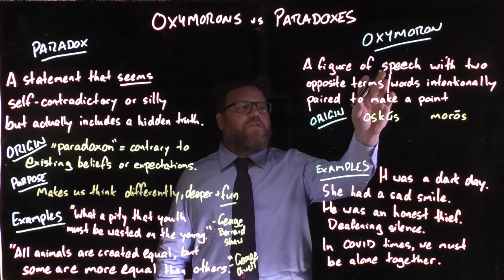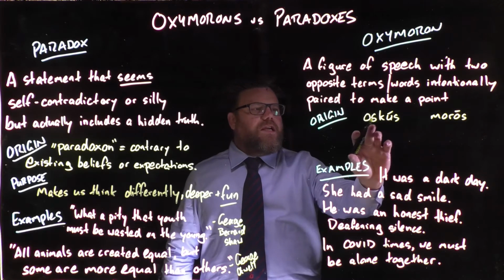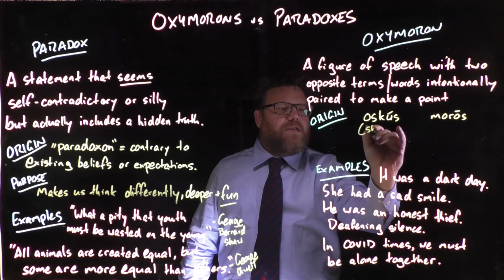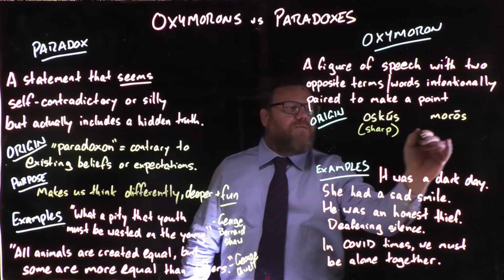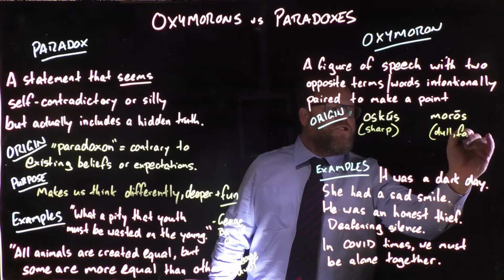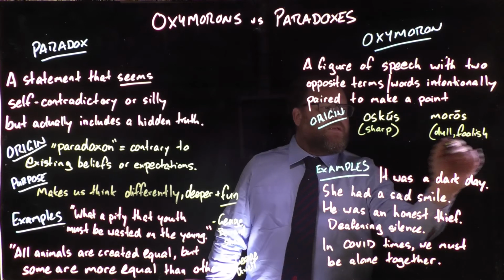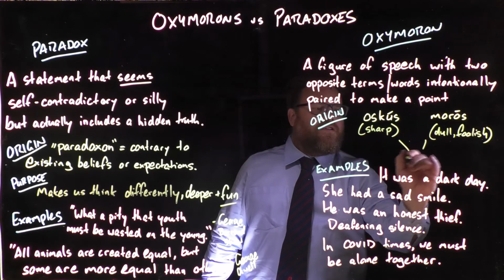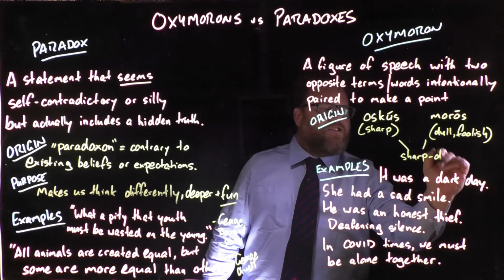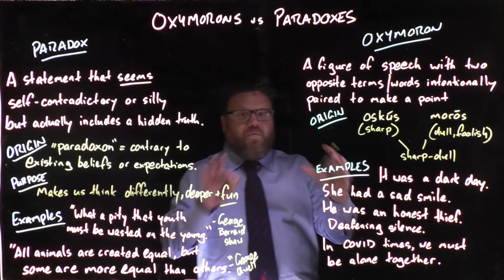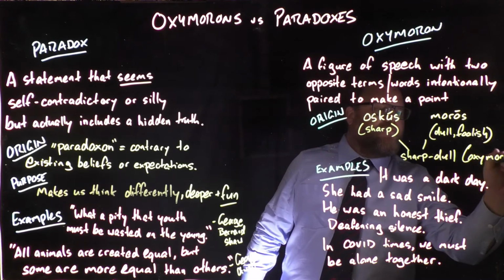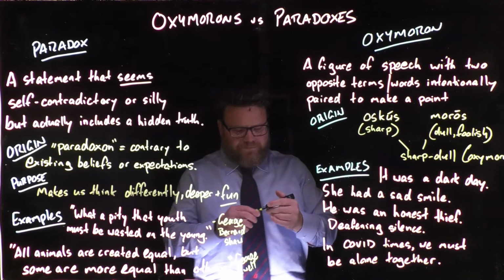The origin of the word oxymoron is also from the Greek. It's from these two words, oxus and moros. And oxus actually means sharp, whereas moros means dull or foolish. So you get this oxymoron, which literally translated is sharp-dull. So the word oxymoron is in itself an oxymoron, which is quite nice.